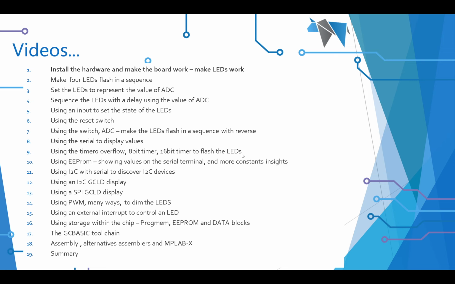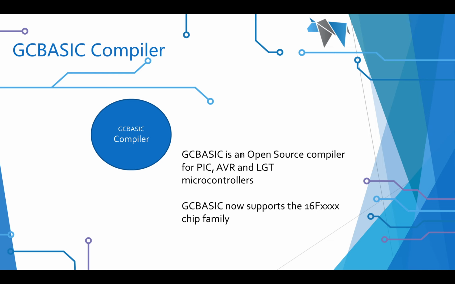So what we're going to do is just get the hardware operational and make the board work, and just make some LEDs turn on. Very simple, because it's all about the tool chain itself as well. And the tool chain is what the compiler is. So GCBASIC is a compiler. It's what's called open source. That means that it's published up on the internet. You can download the source and wade through it and make your own changes.